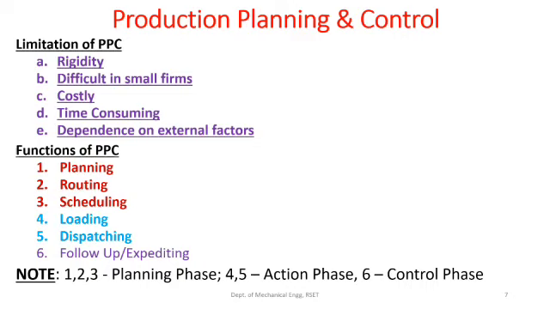So that is the control phase of production planning and control. So the 6 different functions of PPC are divided into 3 basic phases. The planning phase, which constitutes planning, routing and scheduling functions. The action phase, which is constituted by the loading and the dispatching functions. And the expediting function, which constitutes the control phase.